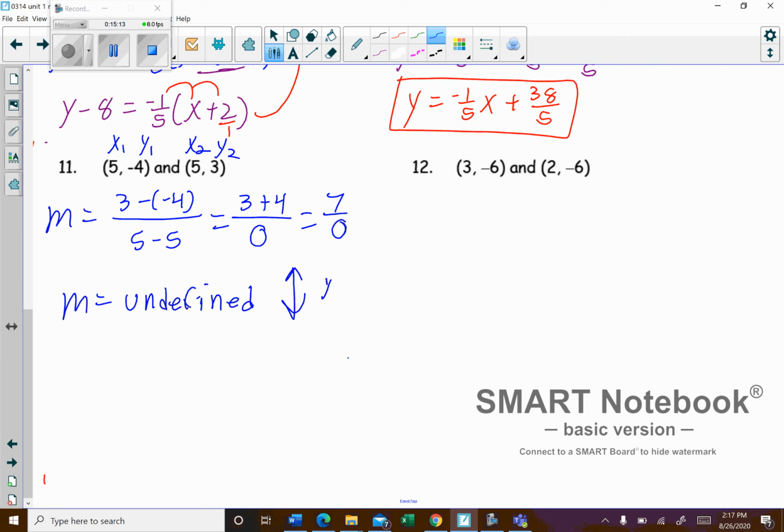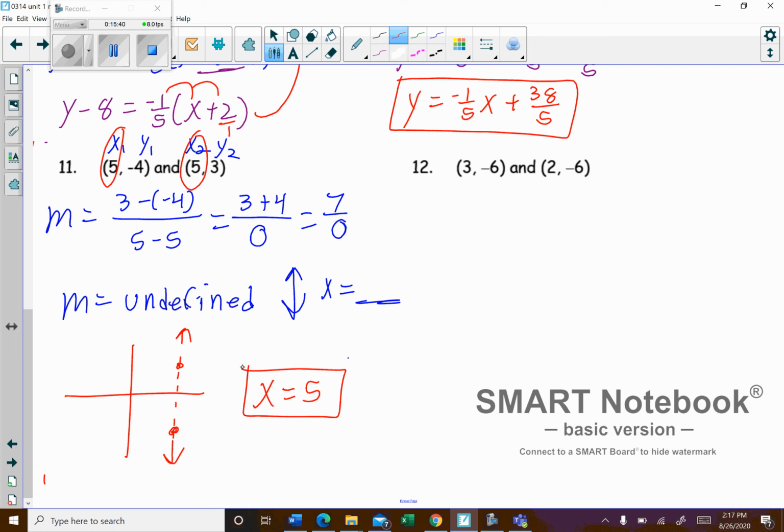Yes, and that means that it's going to be x equals something, okay? And so the best thing for you to do is just make yourself a little picture and plot these points. So over 5, down 4, over 5, up 3. And what you'll notice what these points have in common is the x value is 5, right? The x value is 5. So that's what the answer is, x equals 5. That's the equation of the line we're looking for.